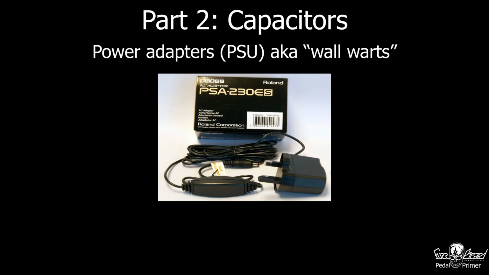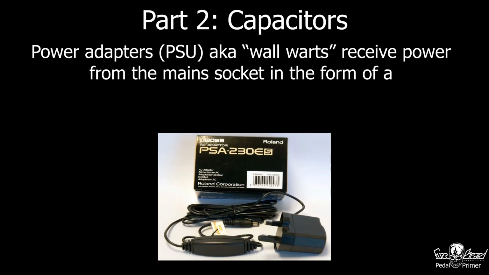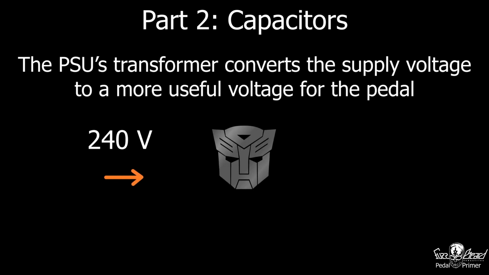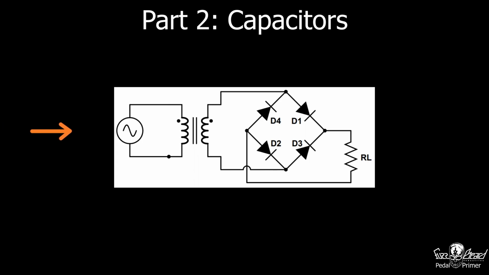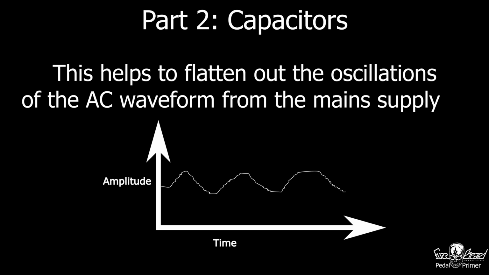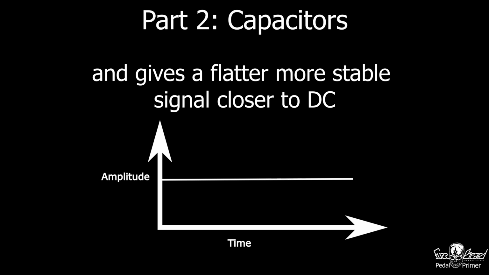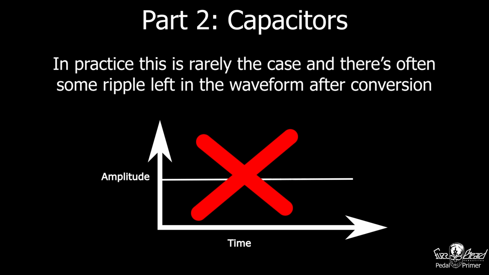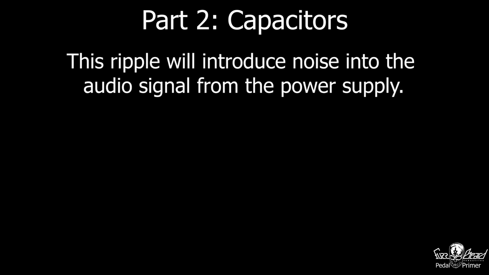Power adapters, aka wall warts, receive their power from the main socket in the form of a 220 to 240 volt AC voltage, or 110 volts, aka freedom voltage if you're in the US, and using a transformer convert it down to a more manageable 9 volts. A 4-way diode bridge rectifier is then used to convert the signal from AC to DC, the idea being that you'd flatten out the oscillations of the AC waveform and have a nice stable DC supply. However, in practice this is rarely the case, and there is often still some ripple left in the waveform after the rectifier, meaning noise will still be introduced into your audio signal from the power supply.